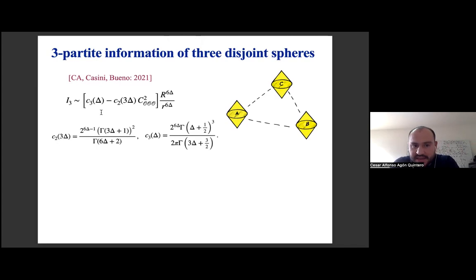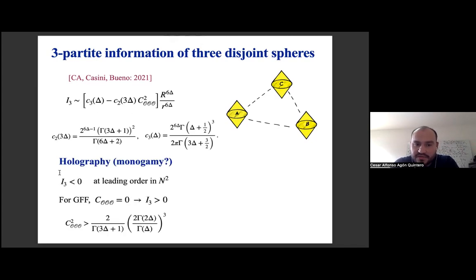Nevertheless, these coefficients are explicit functions that you can compute, and if I have time, I will tell you how to do these computations. But the interesting thing is that if we go back to holography and this idea that for holographic theories you have monogamy, you may wonder what will happen. First, if you assume this generalized free field, then the OPE coefficient appearing here will be 0, at least at leading order in large N. And then what you will actually get is that the I3 is positive, the opposite of being monogamous. So this will immediately tell you that in holography, the tripartite information at low distances will be positive. And this seems to be true, at least for free theories or generalized free theories.